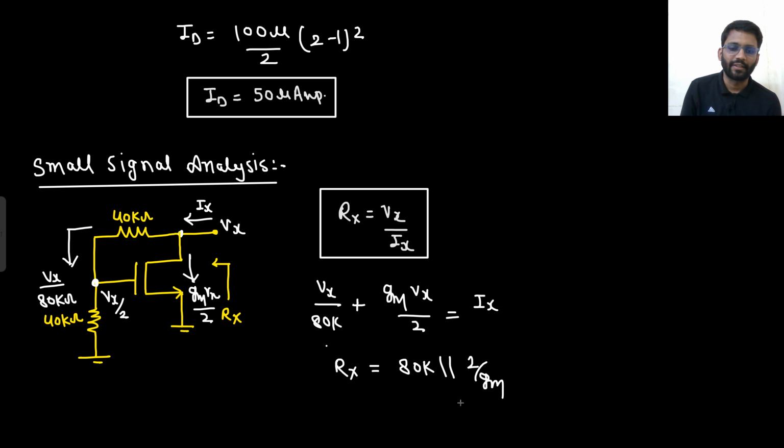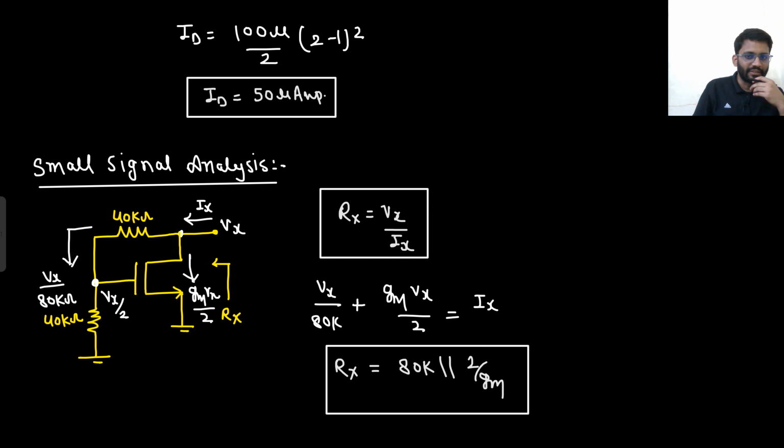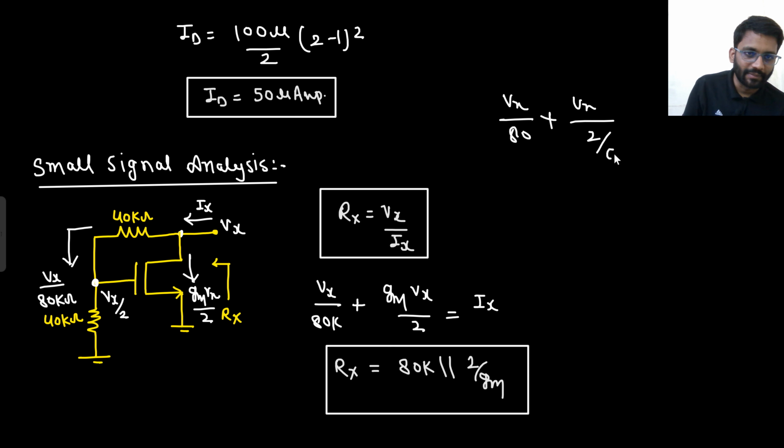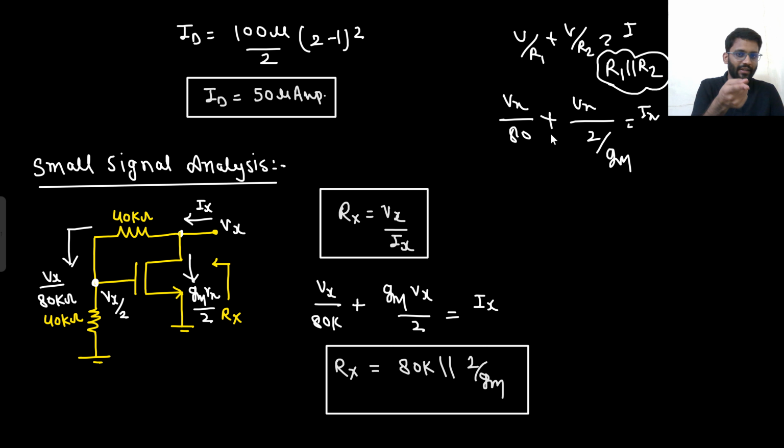Are you guys able to understand it? How did I write it? 80k parallel with 2 by Gm. Vx by 80k plus Vx by 2 by Gm is equal to Ix. I told you V by R1 plus V by R2 is equal to I. So what will be the resistance? R1 parallel with R2, right? The resistance is R1 parallel with R2. So the same thing is happening, 80k parallel with 2 by Gm.